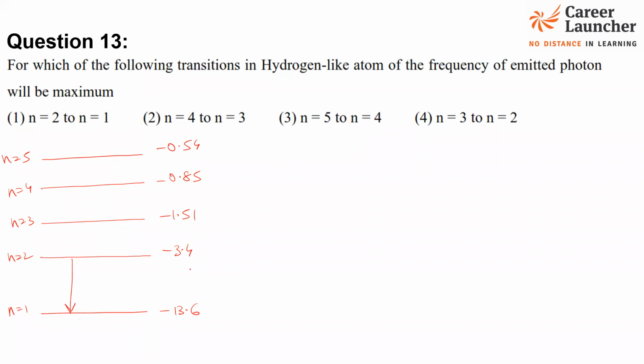jumping from 2 to 1 will produce the maximum difference in energy, and hence the frequency will also be maximum, as it is directly proportional. Using E equals h nu, if the energy difference is high, the frequency will also be high. So the answer will be option 1, which is from 2 to 1.